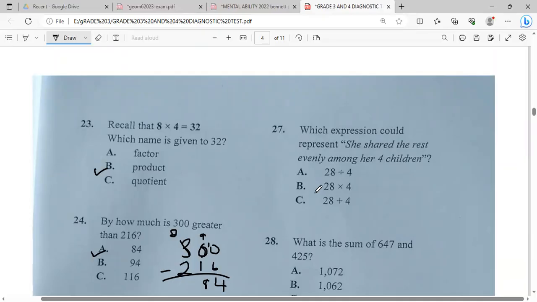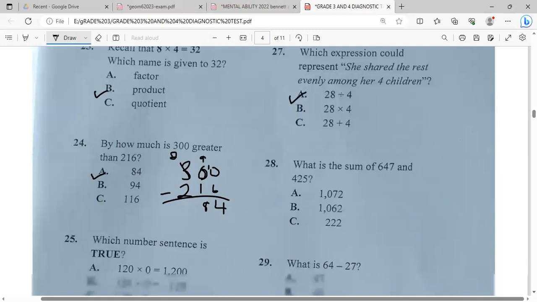27. Which expression could represent she shared the rest evenly among her 4 children? So to share evenly is to divide. So it's divide. 28. What is the sum of 647 and 425? Now, the word sum means to add. So what we're going to be doing is just simply add 647 plus 425.